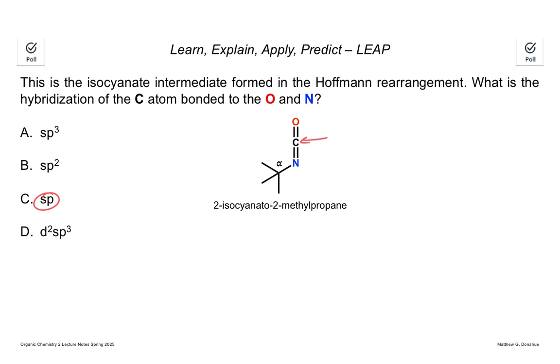You have 2 sigma bonds, 2 pi bonds. So sigma, sigma, pi, pi. It's just another way to rearrange that hybridization. Normally you're used to seeing it in an alkyne, like a triple bond, or a nitrile, CN triple bond.